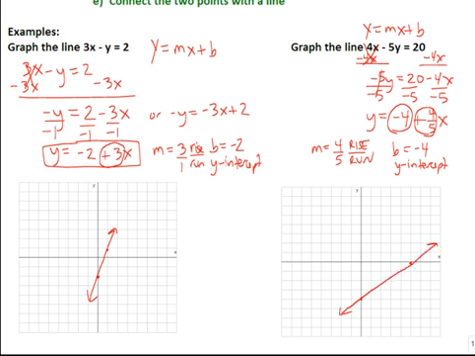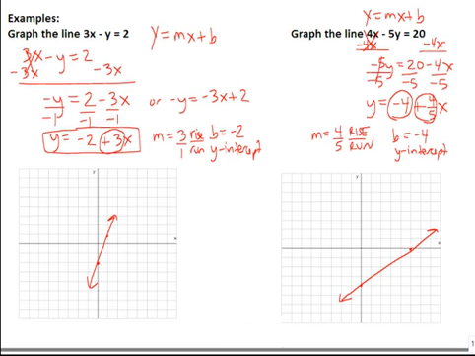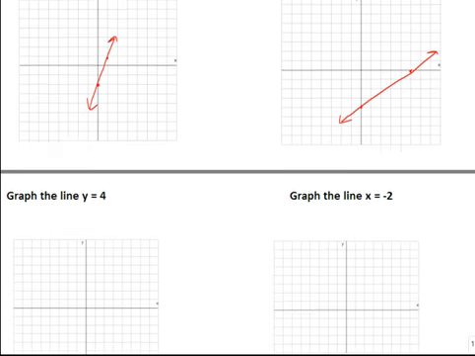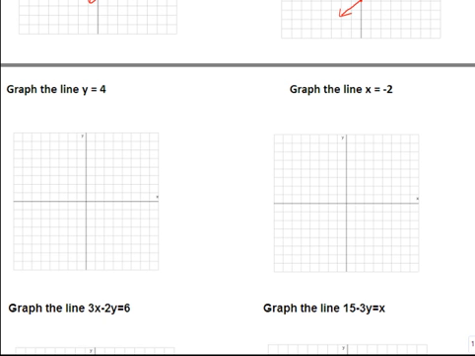Okay? We'll practice this one more time, but before we do, we're going to take a look at 2 special case lines. The next example, we want to graph the line y equals 4. And this should look a little bit strange because there's no x term at all. What that means is that there's no slope, a zero slope. There's a 0 in front of that x.